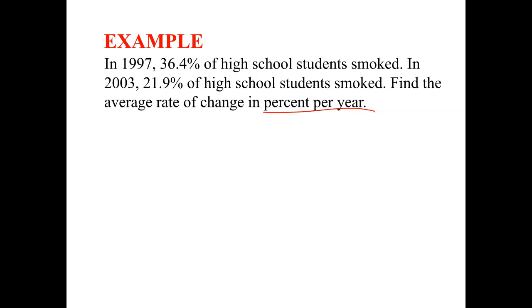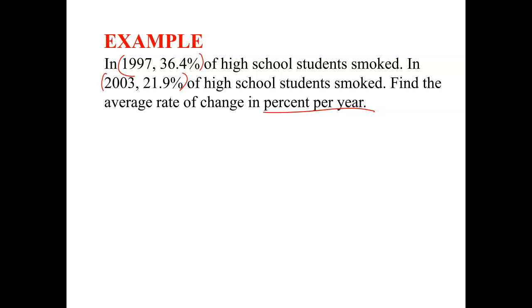So I need to figure out if I have 1997, 36.4% of high schoolers, and then in 2003, 21.9% of high schoolers. What are my ordered pairs going to be? What are my X and my Y values going to be? Which one's going to be the X and which one's going to be the Y? The X will be year and the Y will be the percent. Yeah. There's my ordered pairs.